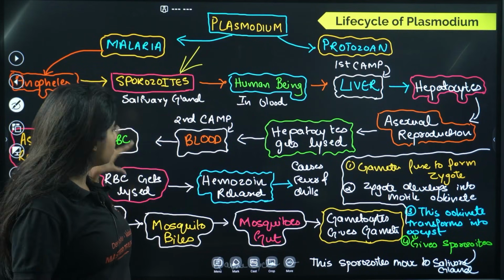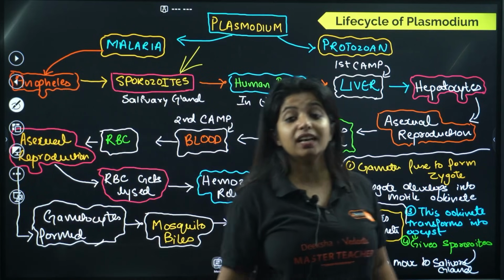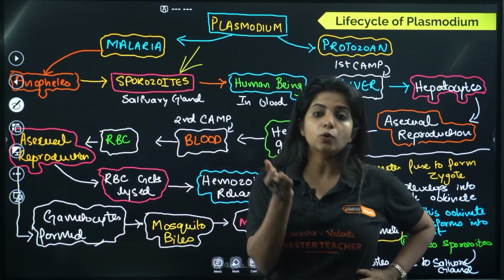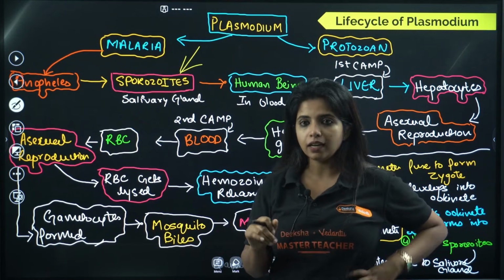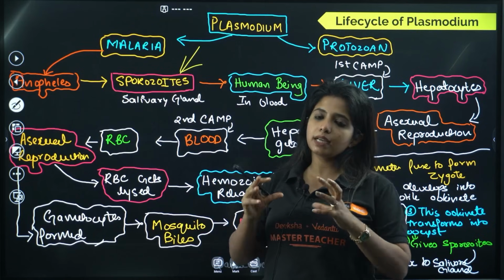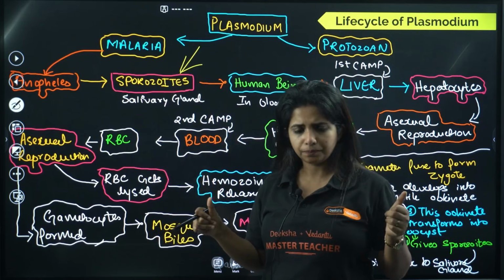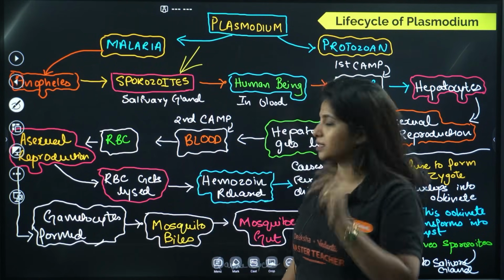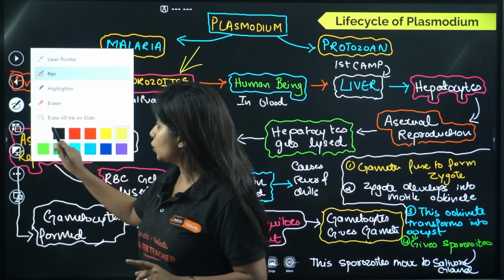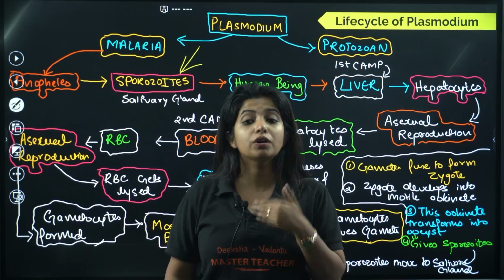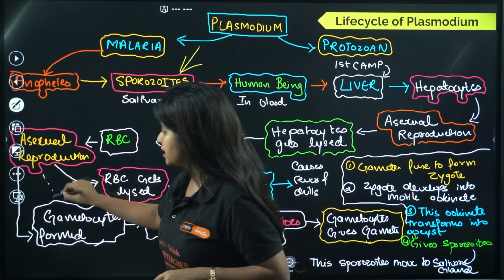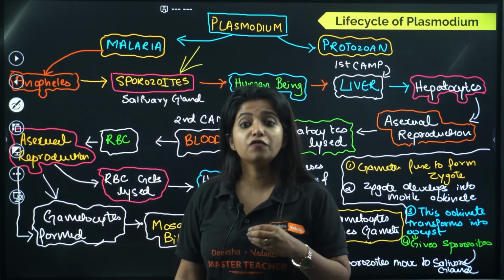In our blood, they take the second camp, which is our RBC, erythrocytes or red blood cells. In our RBC also they do the same thing. They undergo asexual reproduction, and the RBC get lysed, and basically again they will be released in the blood. Now you have to make sure of two things which are happening over here. Within the RBC, when they are undergoing asexual reproduction, they are forming different types of Plasmodium. They have different stages, okay? One such stage is the gametocyte. So they form the gametocyte stage.